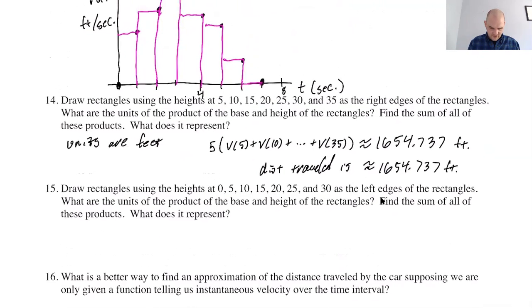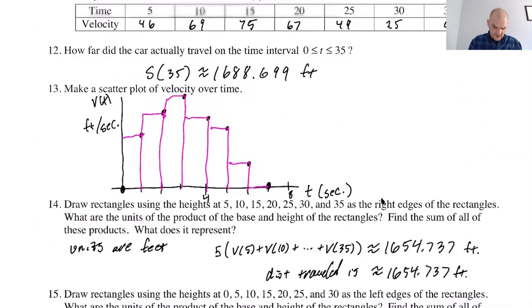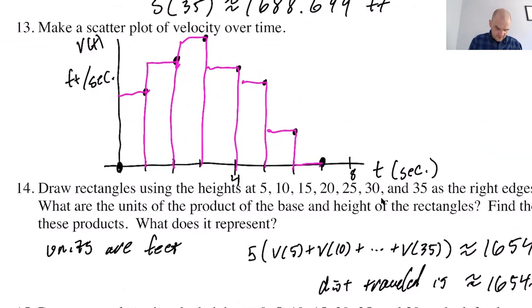So the next thing says to draw rectangles using the left edges. So I'm going to use a different color, go back to my graph. Using the left edges, my first rectangle is here, it has no height. My second rectangle will be here. My next one will be here, and then it'll be here. This one's huge, like that. Then it'll be here, then it'll be here, and then it'll be here.